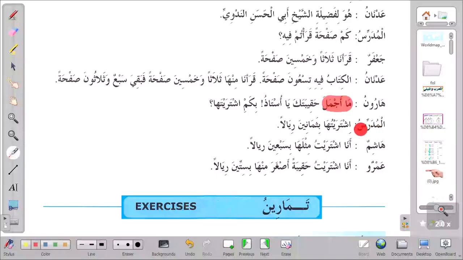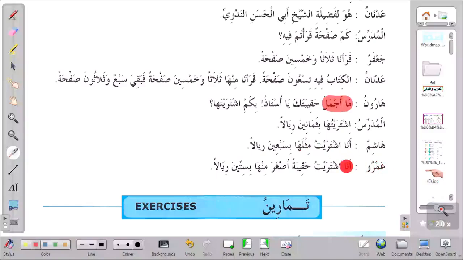So al-Mudarris, the teacher, says: اشتريتها بـ80 ريالا. I bought it for 80 riyals. Hashim now says: أنا اشتريت مثلها بـ70 ريالا. I bought a like of it. Misl is the like of something. So I bought a bag that is like it, for 70 riyals.